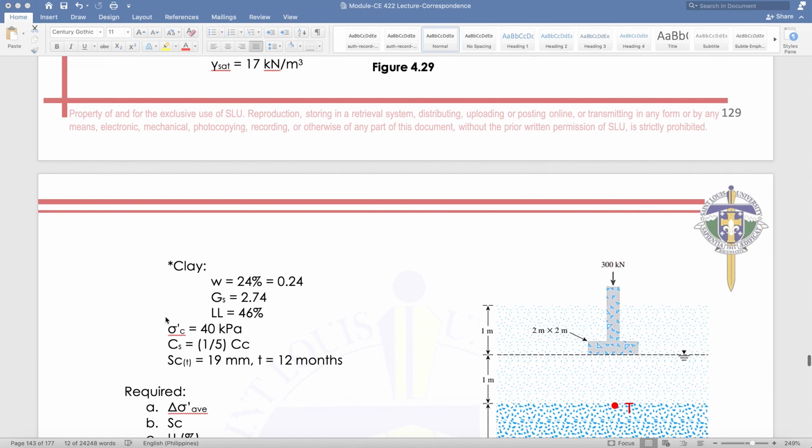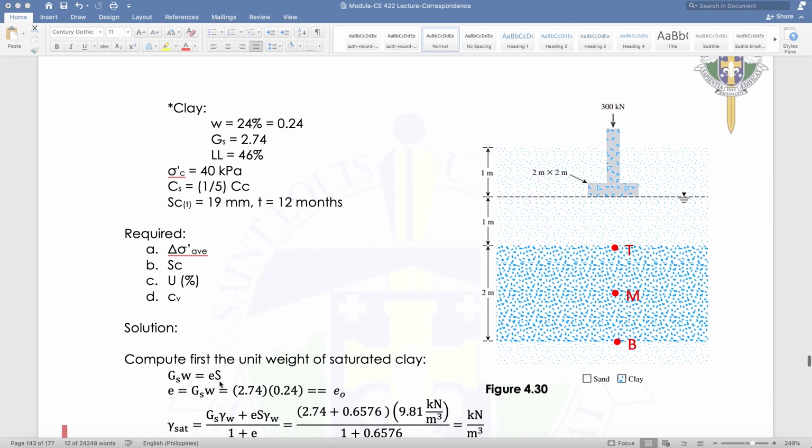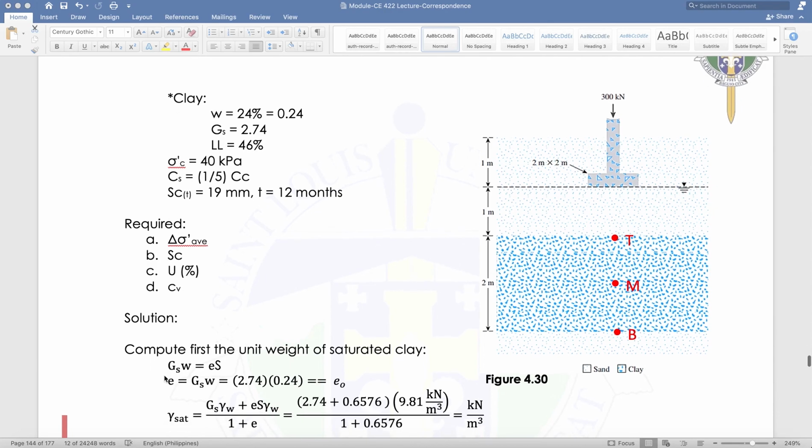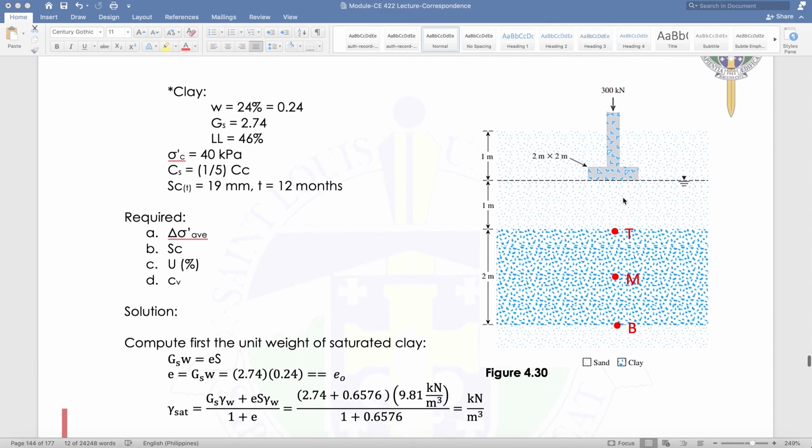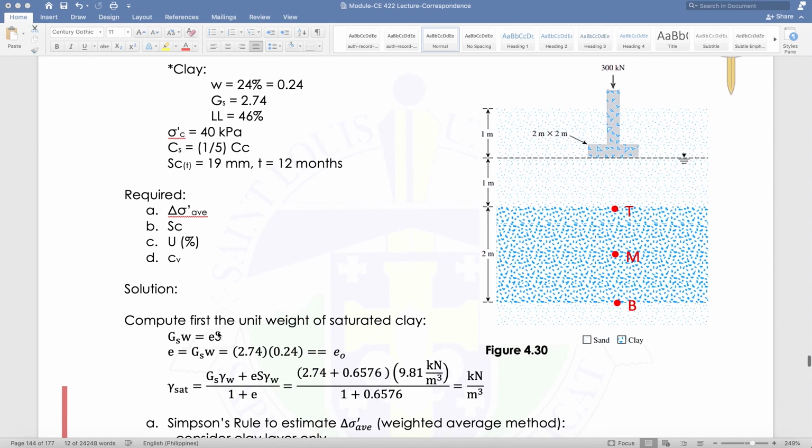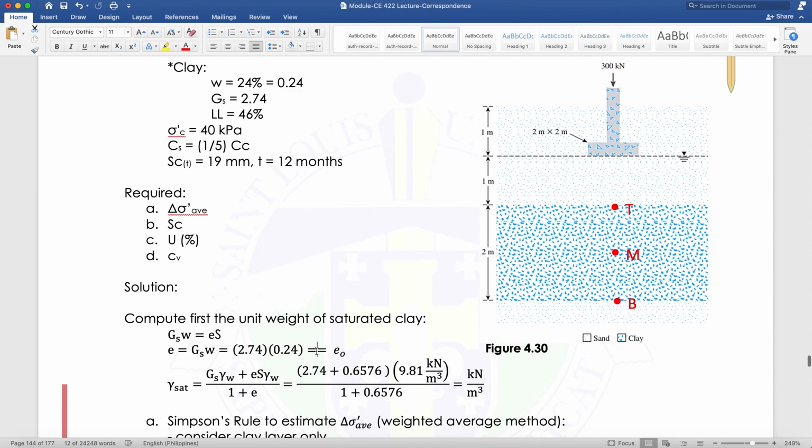So we know the formula, if you can remember, Se equals w Gs. But take note, it is below the water table. Therefore, saturation is equivalent to 1. e therefore is equivalent to the specific gravity times the moisture content. So e therefore is equivalent to 0.6576, and that is equivalent to the initial void ratio, e0.